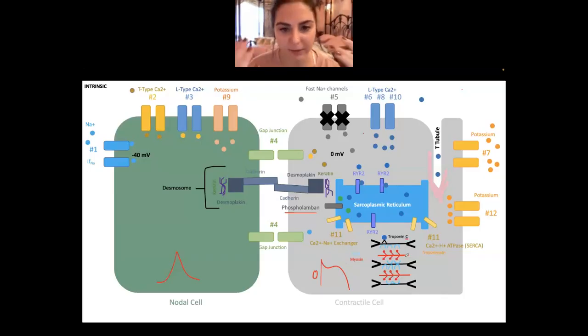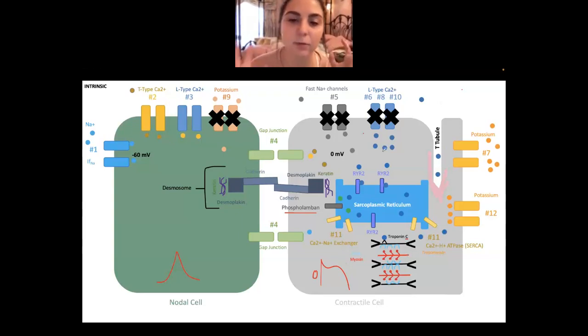Now what has to happen is we have to repolarize the cell. The first thing that happens is potassium's going to leave. The potassium channels close, these calcium channels close, all sorts of things are happening. And now we need to resequester calcium back into the sarcoplasmic reticulum. Calcium is going to go through this calcium ATPase, so ATP is used to pump calcium back into the sarcoplasmic reticulum. At the same time, we have calcium being exchanged with sodium right here.